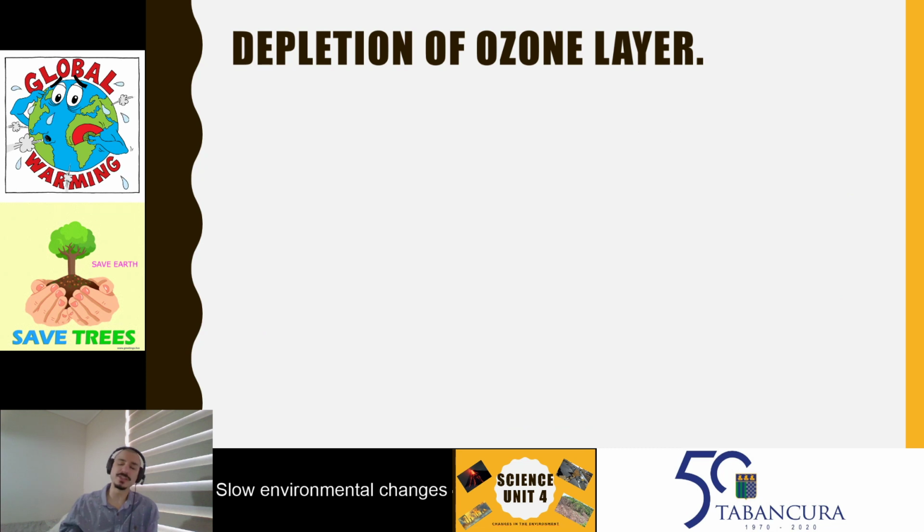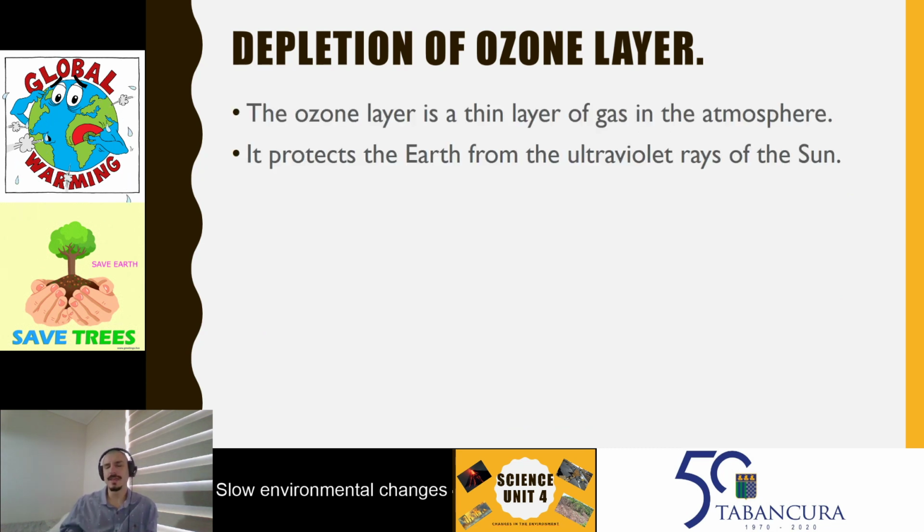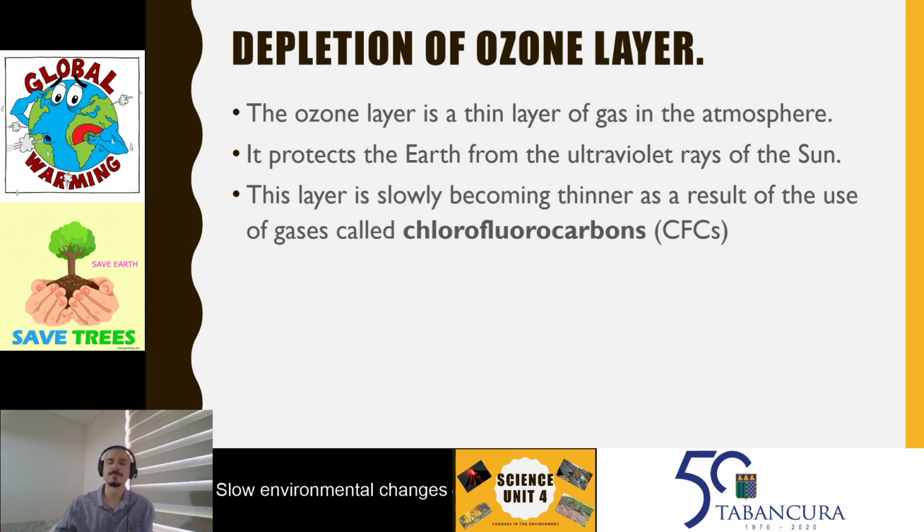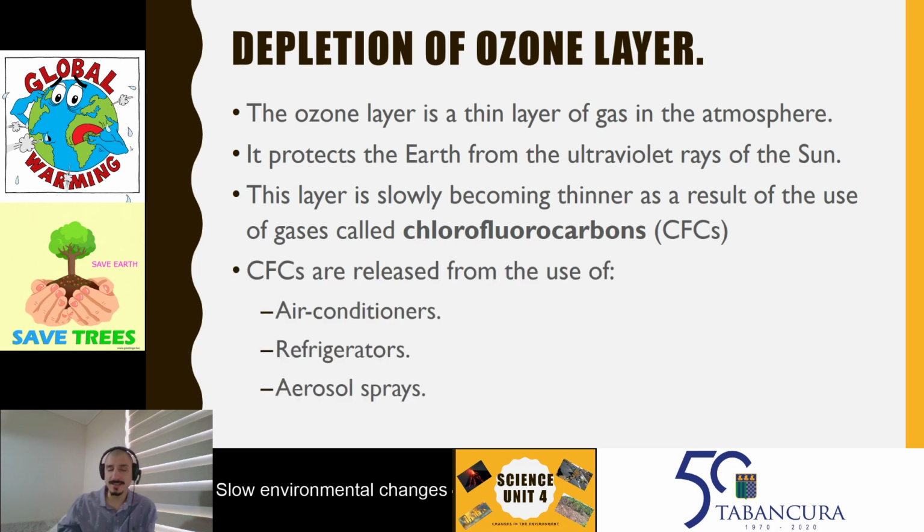And finally, the depletion of the ozone layer, okay? The ozone layer, as it says here, is a thin layer of gas in the atmosphere that protects us from the ultraviolet rays from the sun, okay? This layer is becoming thinner all the time because of gases called chlorofluorocarbons, or CFCs. These CFCs are present because we use air conditioners, refrigerators, or aerosol sprays, okay? They release CFCs that go into the atmosphere and they deplete the ozone layer, they make it smaller.